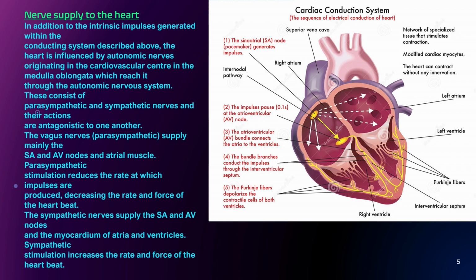The vagus nerves supply mainly the SA and AV nodes and the atrial muscle. Parasympathetic stimulation reduces the rate at which impulses are produced, decreasing the rate and force of the heartbeat. The sympathetic nerves supply the SA and AV nodes and the myocardium of the atria and ventricles. Sympathetic stimulation increases the rate and force of the heartbeat.